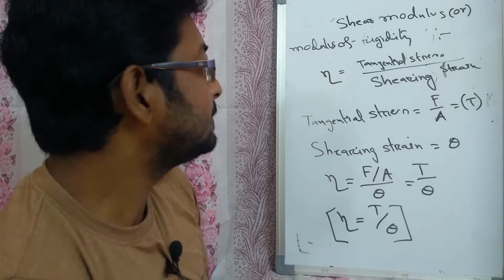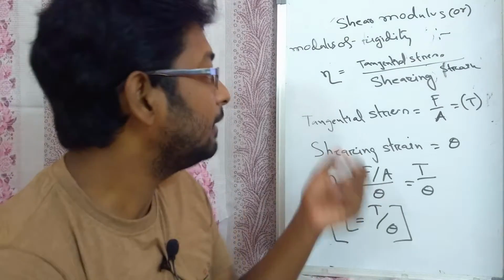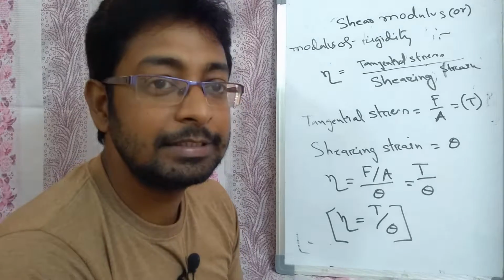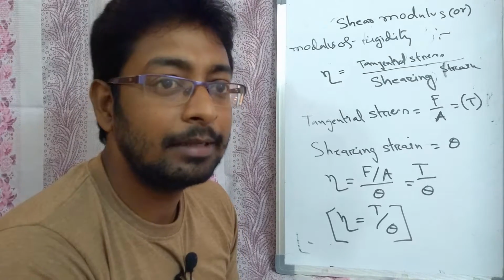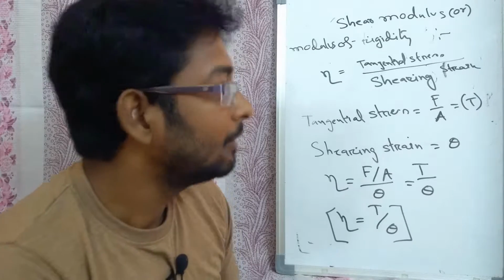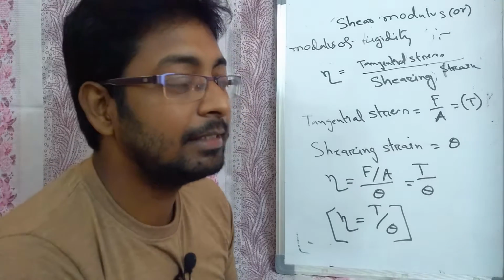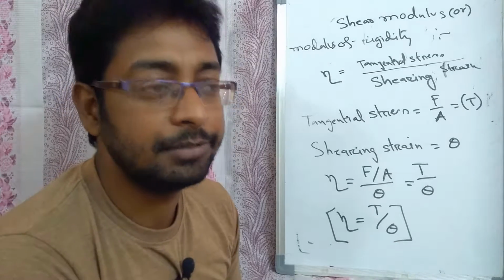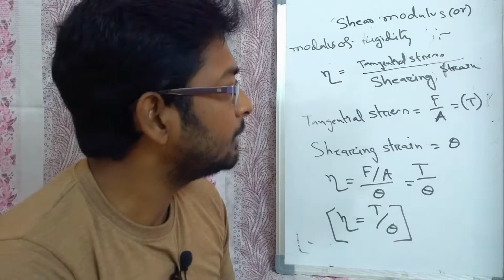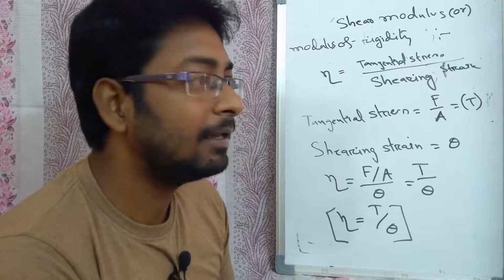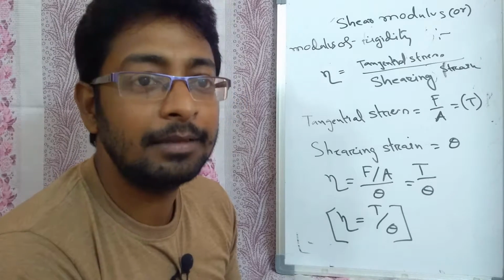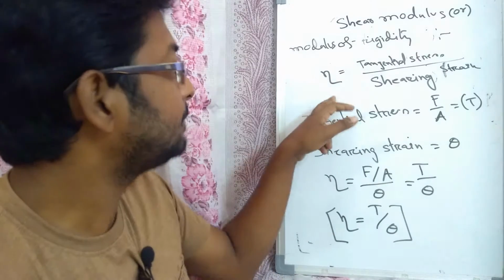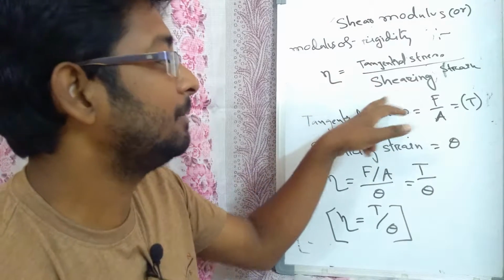In our earlier video we discussed the longitudinal strain, which means Young's modulus of elasticity, and we also discussed the bulk modulus of elasticity. Young's modulus of elasticity is basically the normal stress divided by longitudinal strain. The bulk modulus of elasticity is basically the normal stress divided by the volumetric strain, and the shear modulus of elasticity is the tangential stress divided by shearing strain.